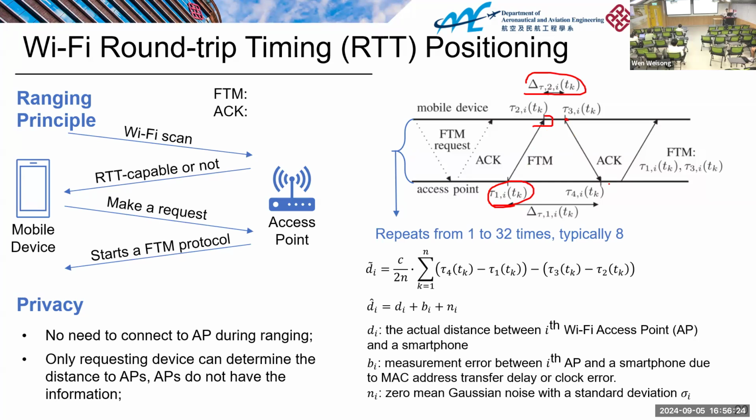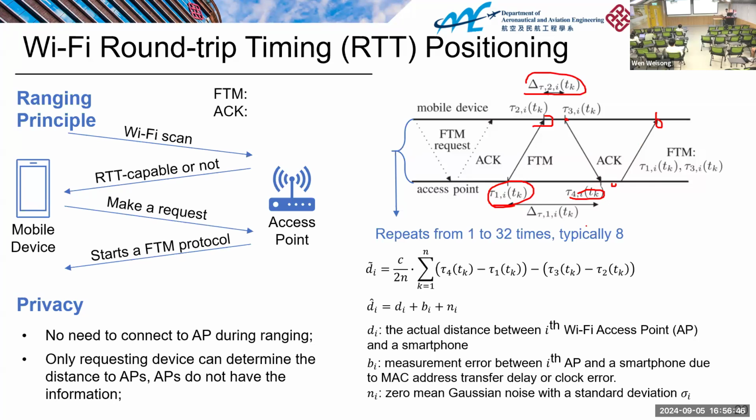Okay, send one more message back to the AP. So the timestamp is like this. And wait for a moment. It will send one more message back to the mobile devices. So you may ask a question in your mind: why do we need to do this several times?